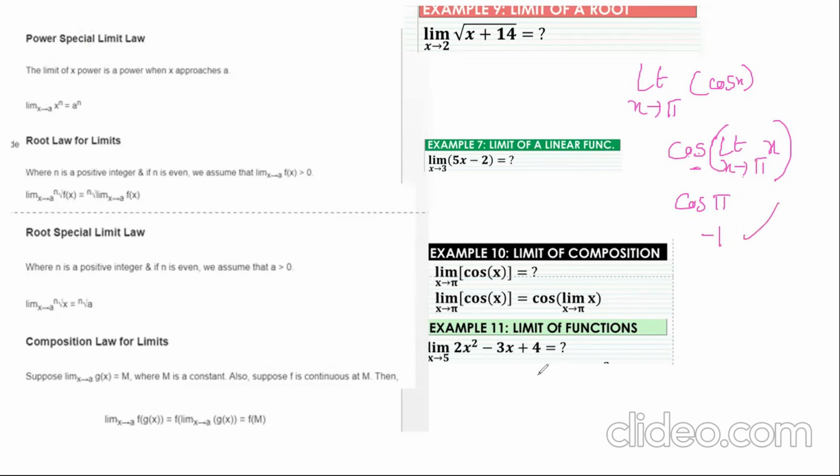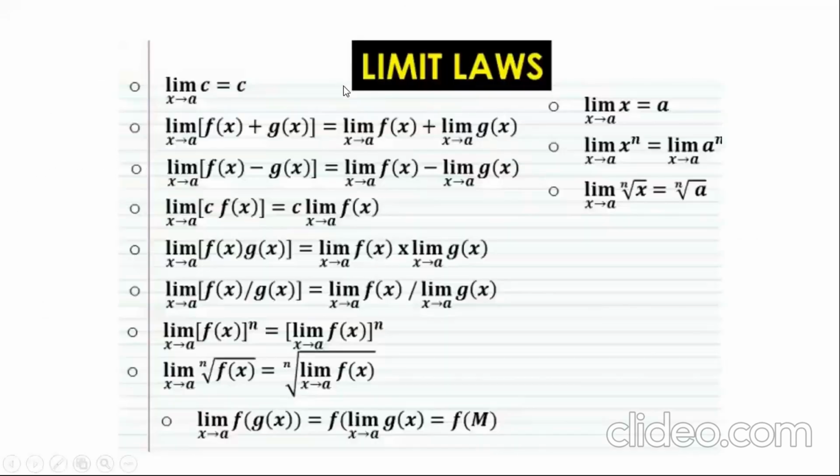Next, limit of normal functions. Let us do limit as x tends to 5 of x square minus 3x plus 4. So directly we can substitute, no? Yes, correct. You are right. So how much will you get? 25 into 2 is 50, 5 times 3 is 15, 50 minus 15 is 35, plus 4 is 39. Yes? So like this, we are going to solve all the different types of limits.